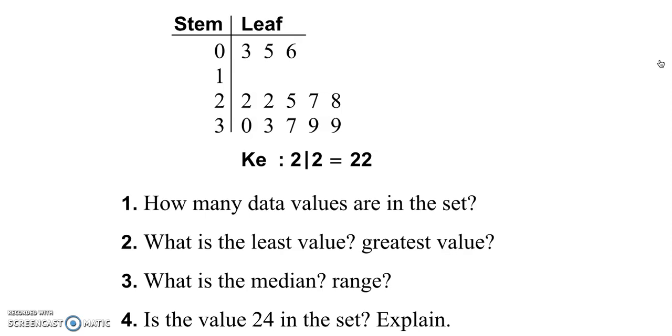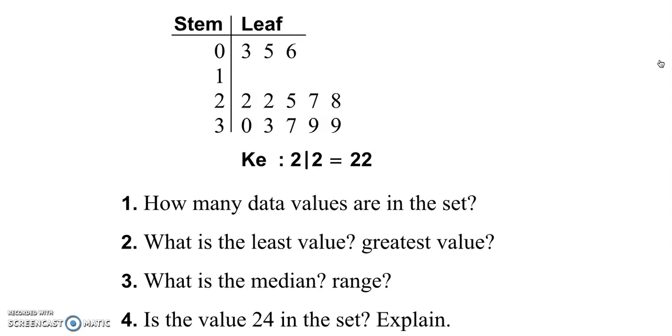Another key thing in stem and leaf plots is you need to have that key. Look at the key at the bottom. The key is 2|2 equals 22. That tells you, the first 2 tells you what the stem is. That tells me that the stem is the tens place. The second 2 tells me, in this instance, that the 2 is in the ones place. So that tells me that the stem is tens and the leaf represents the ones. This is not always the case.